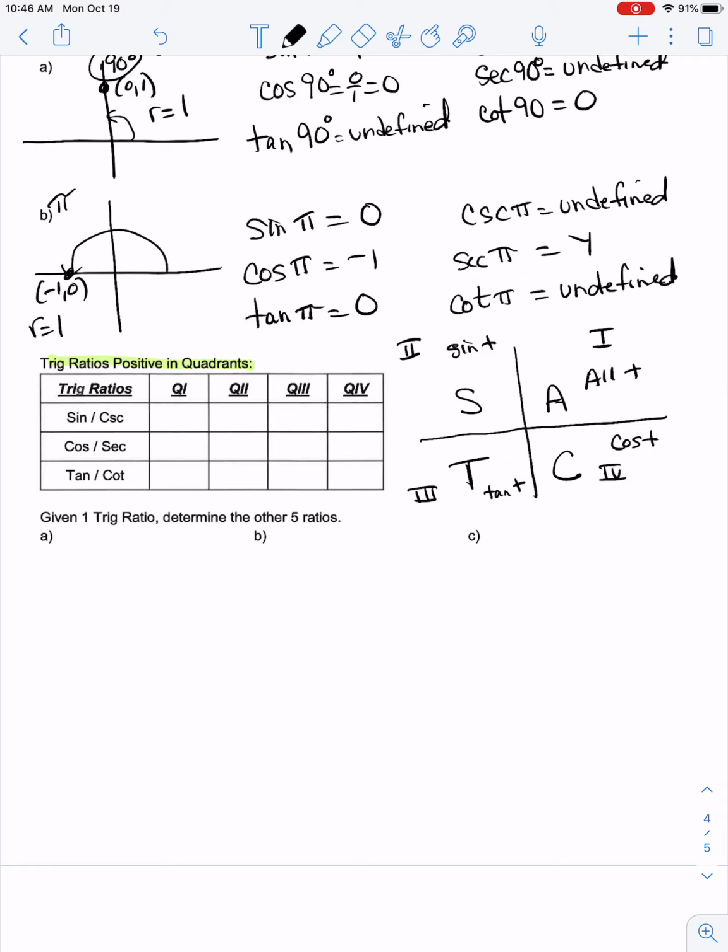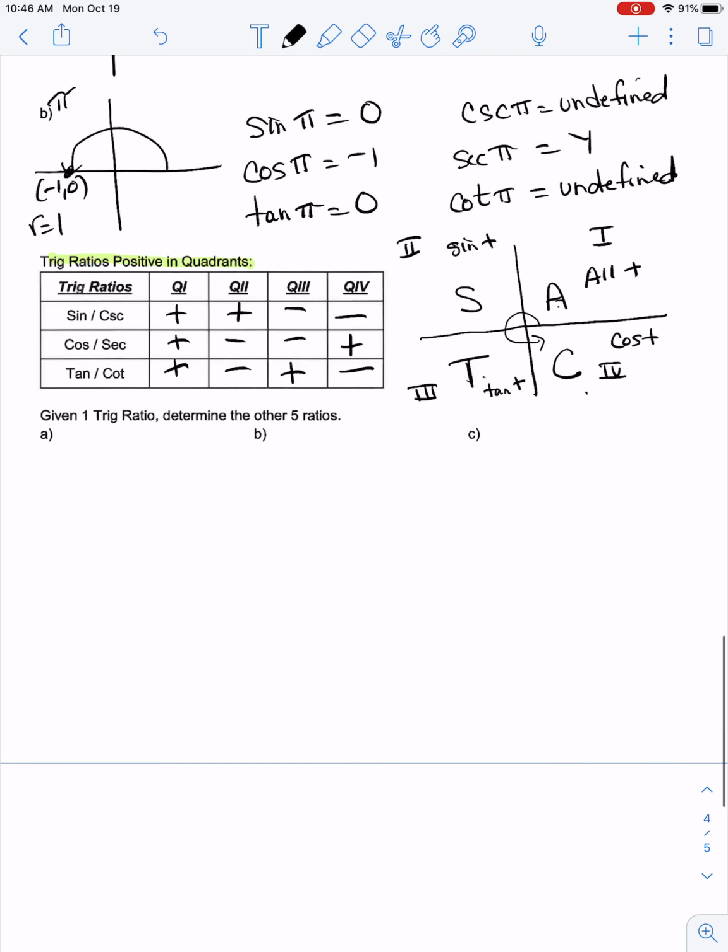So in the first, all are positive. In the second quadrant, the only thing positive is sine. In the third, only thing positive is tangent. And in the fourth quadrant, only thing positive is cosine. So if you can remember, all students take calculus as you go right around. Hopefully that'll help you remember who's positive in which quadrant. Nice little way to remember it.